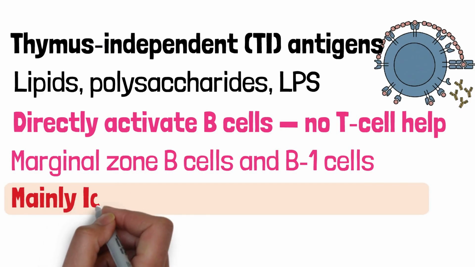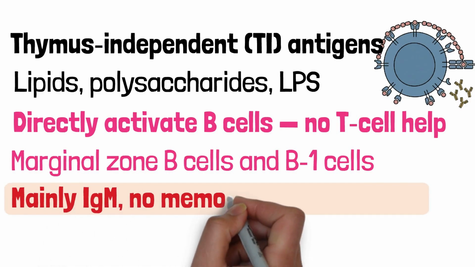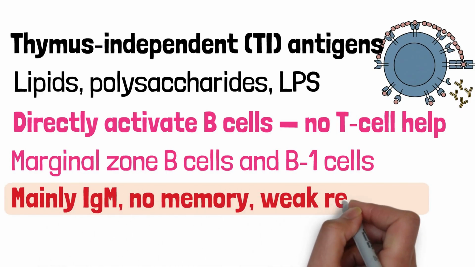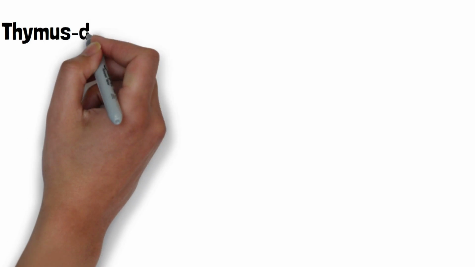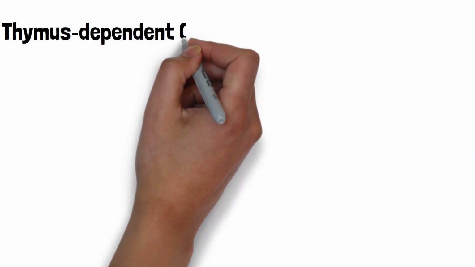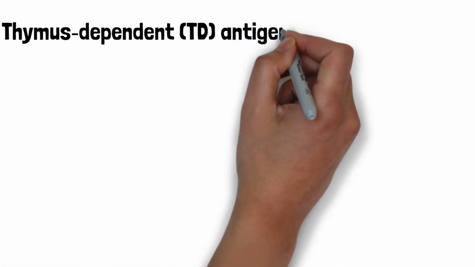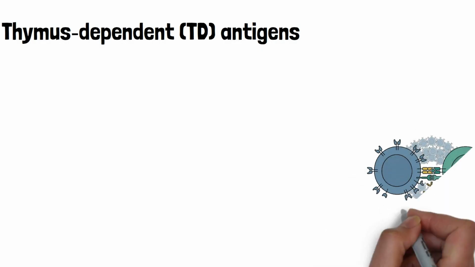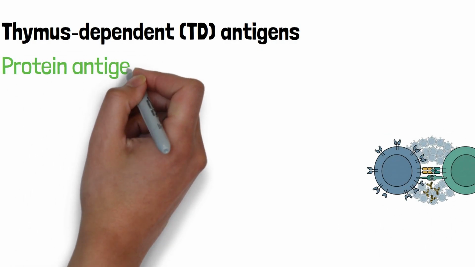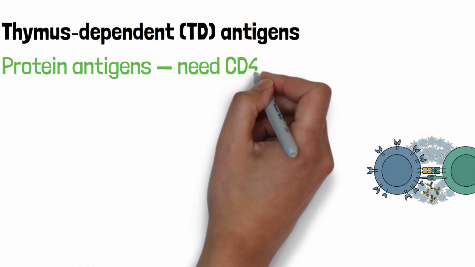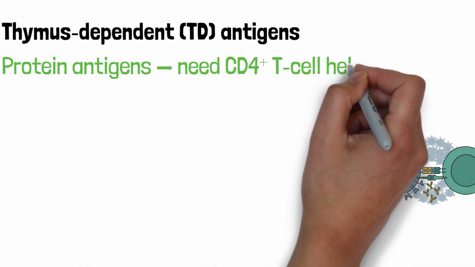But that speed comes at a cost. The response is mostly IgM, it's weak, and critically, it generates no memory at all. That fast, T-independent route works for certain antigens, but most B-cell responses actually need a T cell's help to reach full strength. Thymus-dependent antigens are protein antigens, and they specifically require CD4 T cell help to get going.